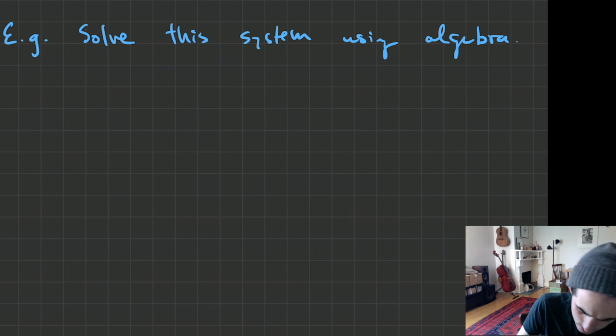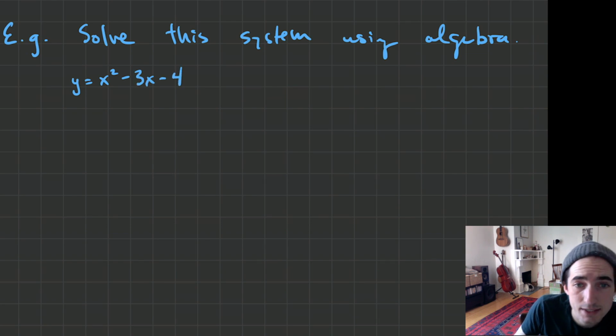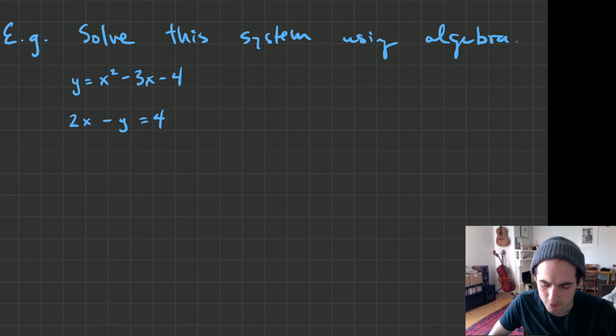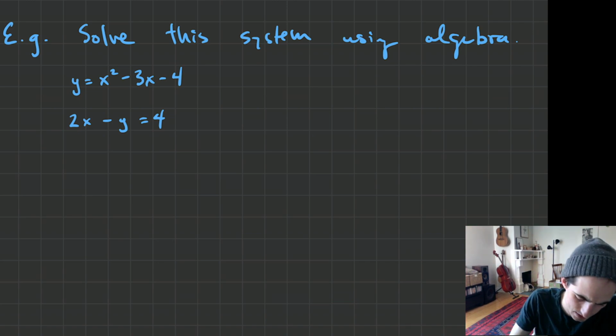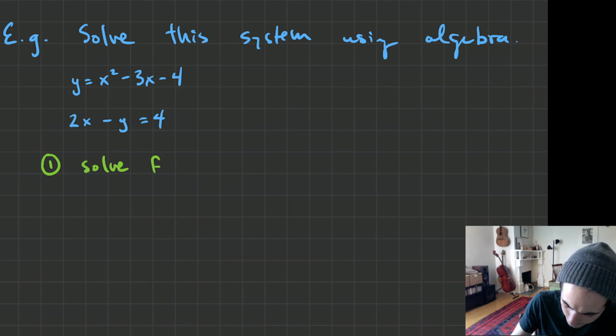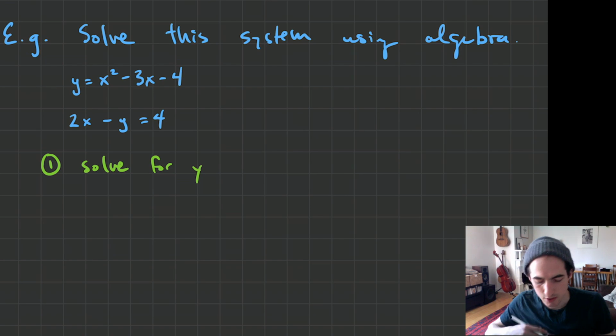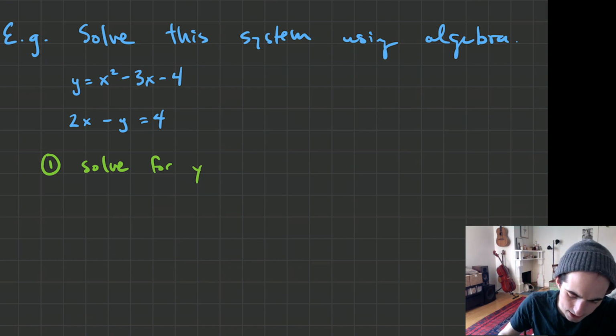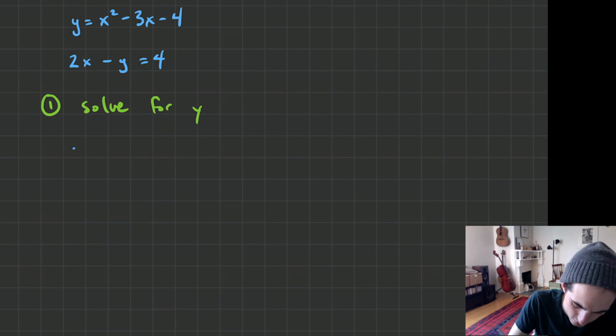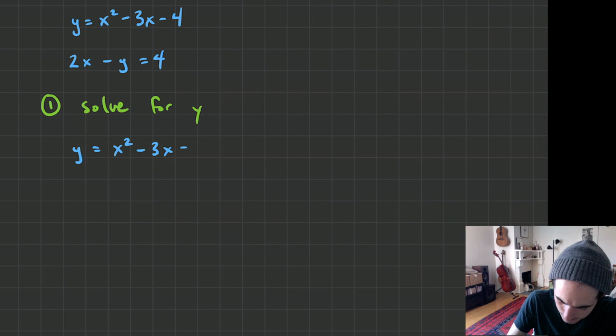y equals x squared minus 3x minus 4. And I've got this guy here. 2x minus y equals 4. 2x minus y equals 4. Okay, so my first step, step 1, is to solve for y. Okay, so I'm going to solve each equation for y. Looks like this first one already is done, so I'll just rewrite it. I've got y equals x squared minus 3x minus 4.